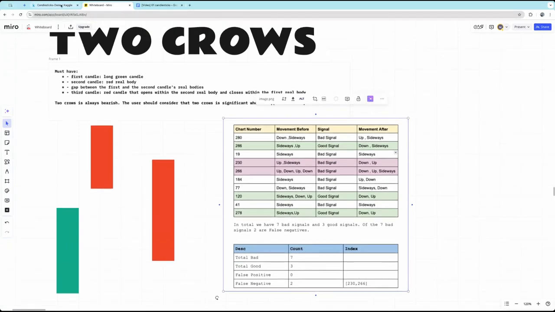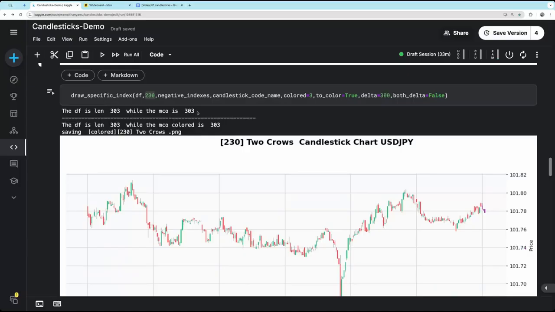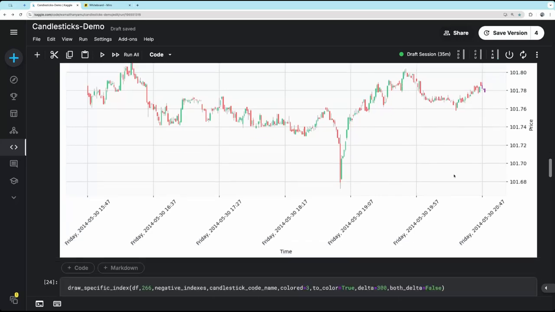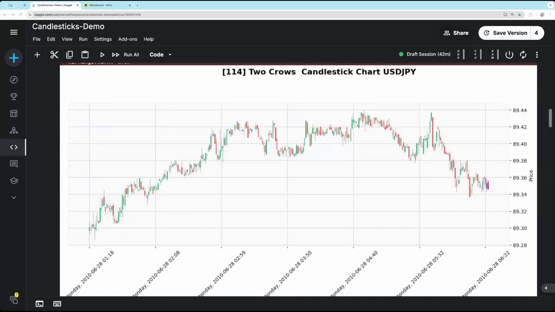Looking at the 2 false negatives even more zoomed out, for the first chart, the market was still not in an uptrend. And the same is true for the second chart. Here's an exercise for you. Do you think the price went up or down after the 2 crows?